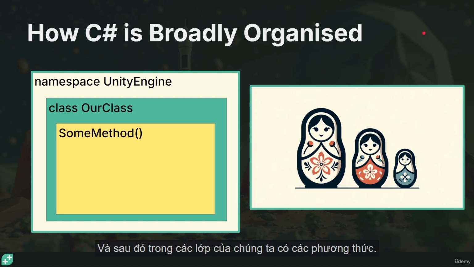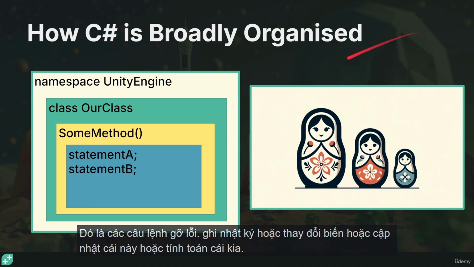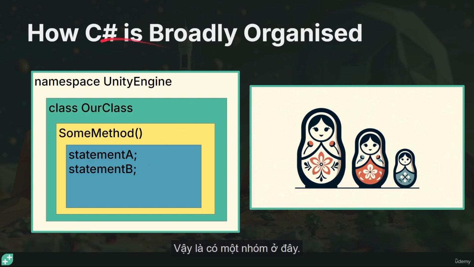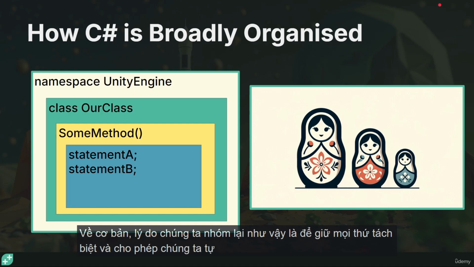And then within our classes, we have methods. Methods are essentially saying, do this thing. What are the things we're doing? It's the statements, Debug.Log, or change the variable, or update this, or calculate that. So there's a grouping here. And essentially the reason we do this grouping is to keep things separate and to allow us to organize ourselves.